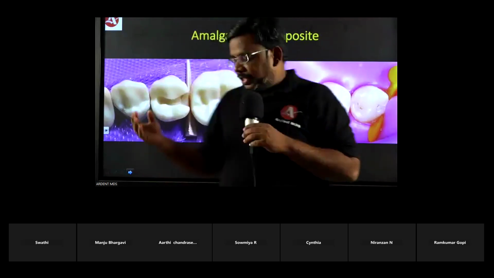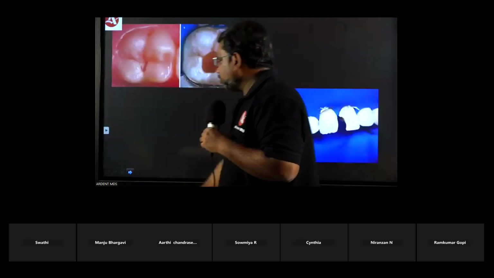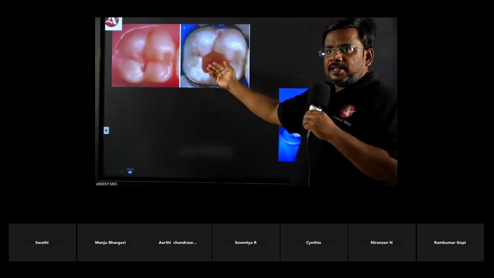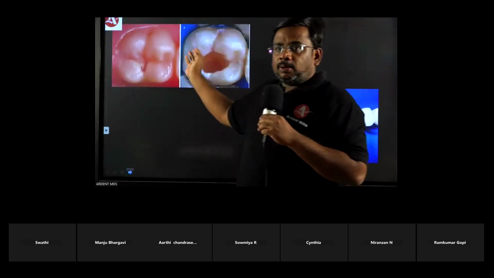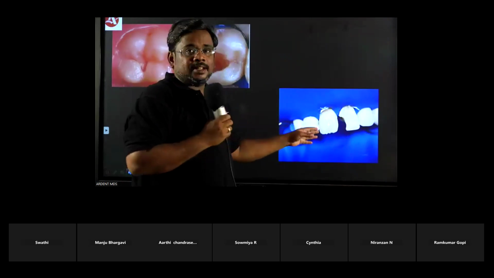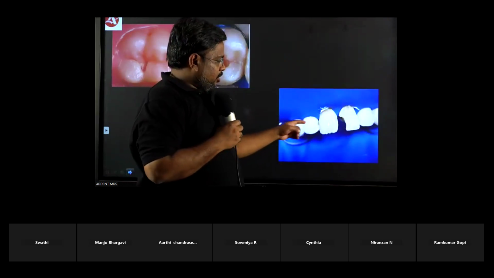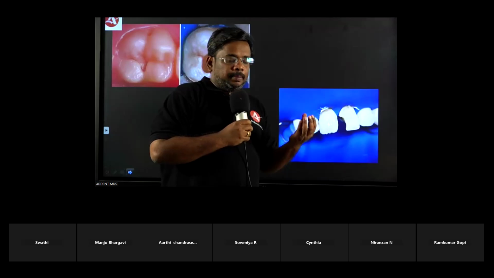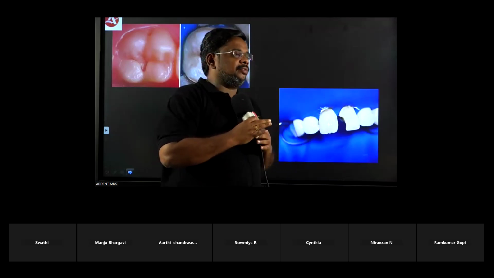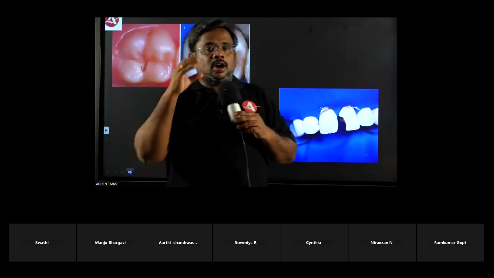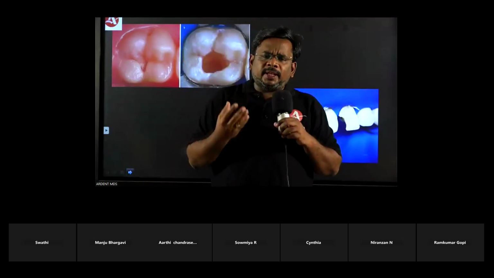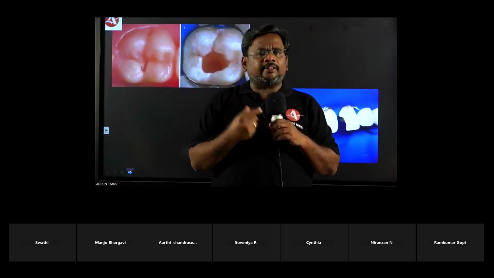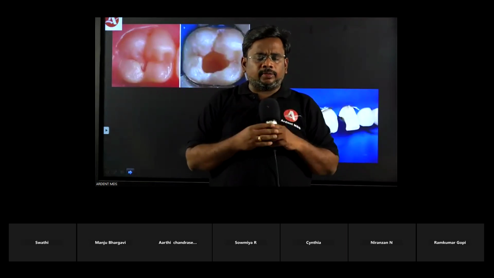A few more cavities I am explaining. The cavity for composite looks like this, and like this. Here you can see there is no cavity design for the material to hold. These are some of the cavity designs for composite. But then how does the composite stay in the cavity without much retentive feature?